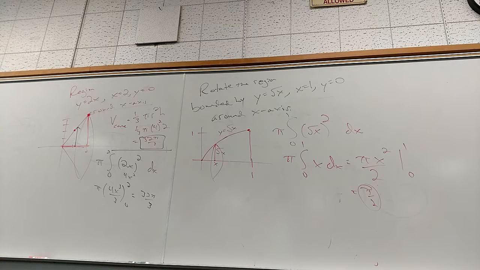So I want to first sketch this region. So y equals x squared, x equals 2. Y equals 0, that's there. So is that cool? This is a remarkably important step. You cannot skip this step. And I want to rotate around the x-axis.